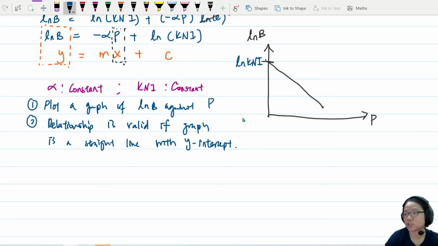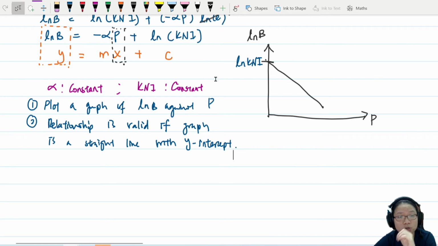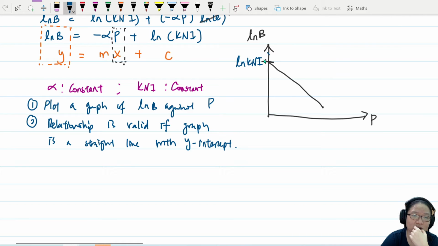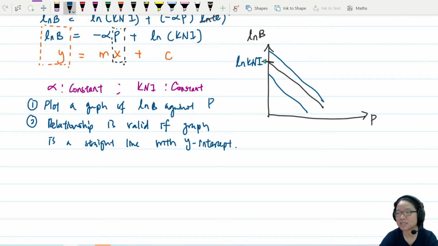So here's how you can check for zero error. If you know K and you know N and you know I, you know what the actual value of the y-intercept is. So if your line is on top here but parallel, or your line is below here but parallel, it means that there's zero error.